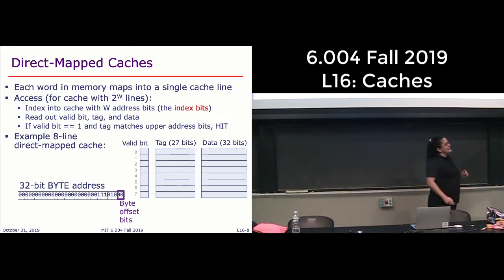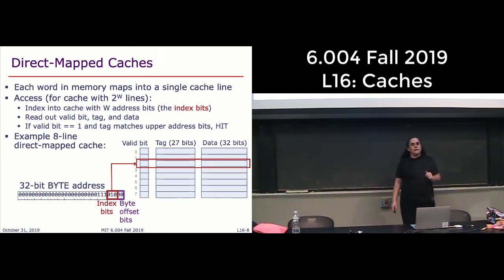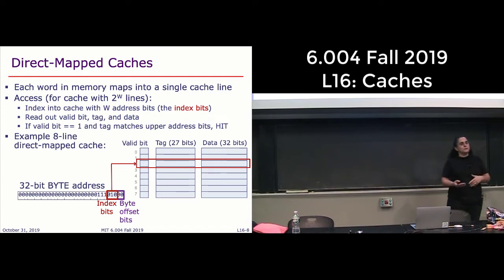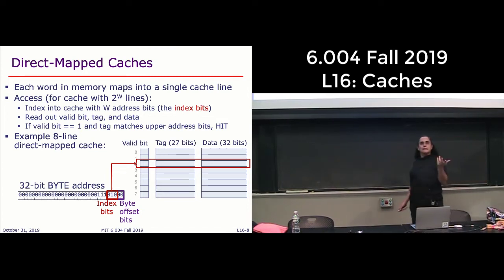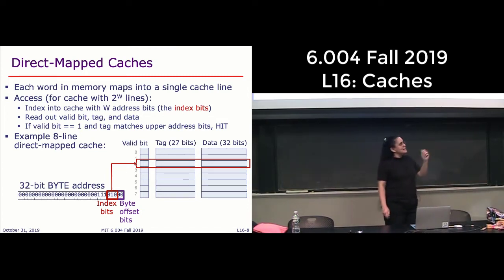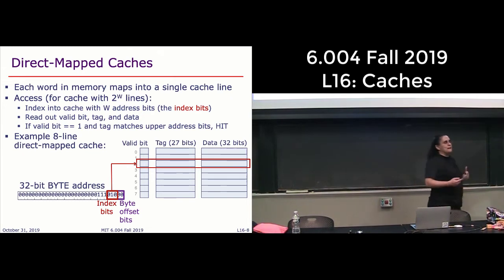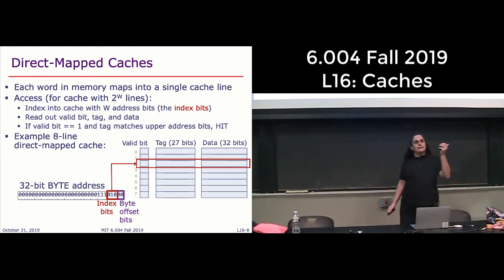Now, the next set of bits are what we call the index bits. So in this example, I have an 8-line cache. In order to select one of 8 lines, I need 3 bits. And so I'm going to have the next 3 bits of my address be used for my index. And so it's going to select exactly 1 line of my cache. And so in this particular example, the index happens to be equal to 2.